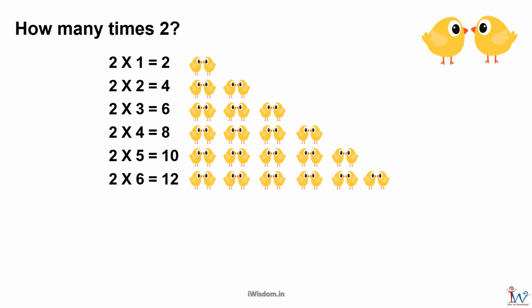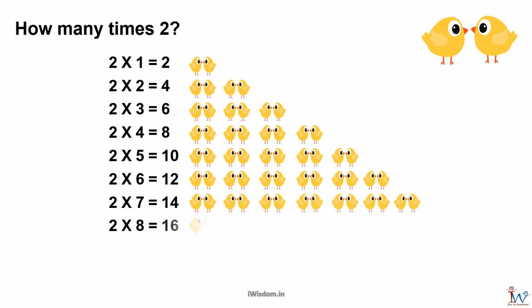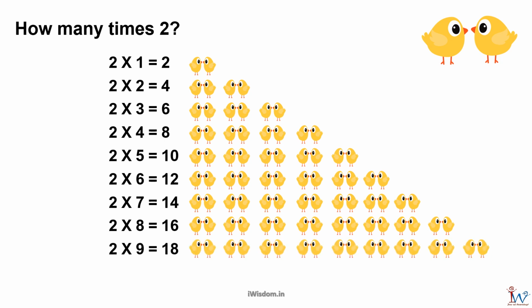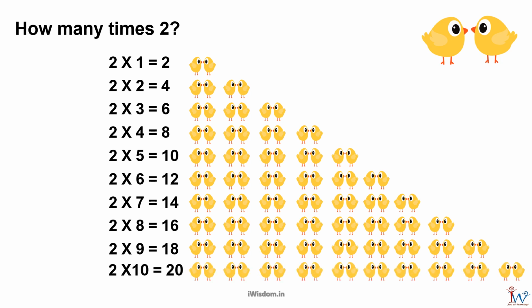6 such pairs of birds is 2 sixes are 12. 7 such pairs of birds is 2 sevens are 14. 8 such pairs of birds is 2 eights are 16. 9 such pairs of birds is 2 nines are 18, and 10 such pairs of birds is 2 tens are 20. By memorizing the highlighted portion of the table, you will be able to answer how many times 2. If you want to recall 2 times 3, you look at the entry for 2 threes are and tell the result as 6.